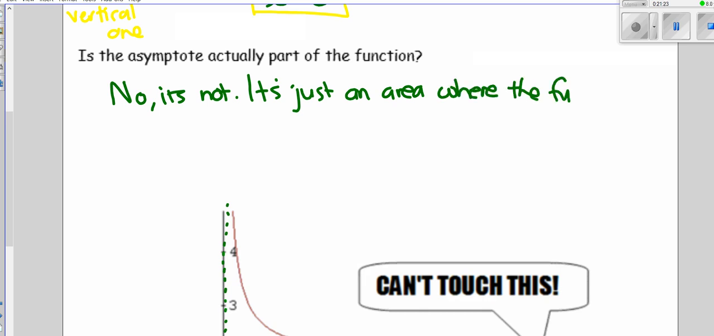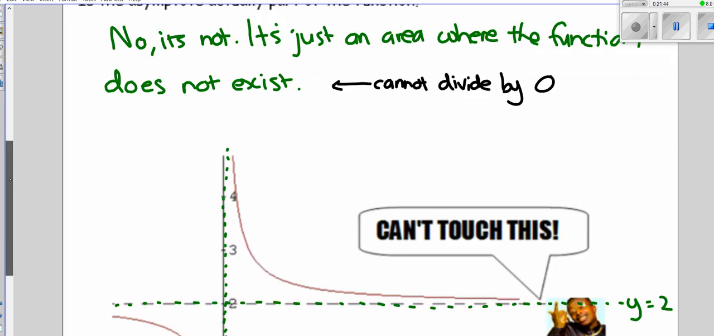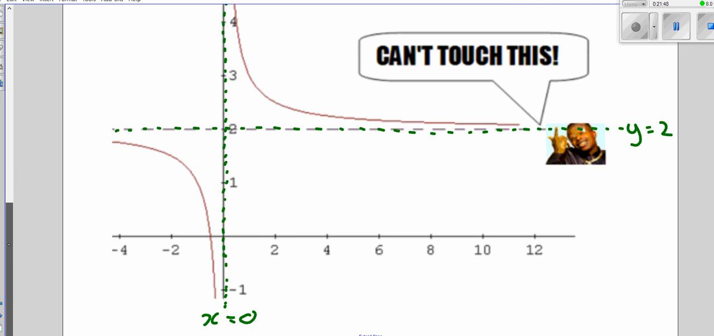I know it seems weird to think of functions not existing, but it's all because we can't divide by 0. So the reason being is we cannot divide by 0. Plus also, a number divided by any number will never equal 0. That's why we have the vertical one as well. So is the asymptote actually part of the function? So let's go on to the next page.